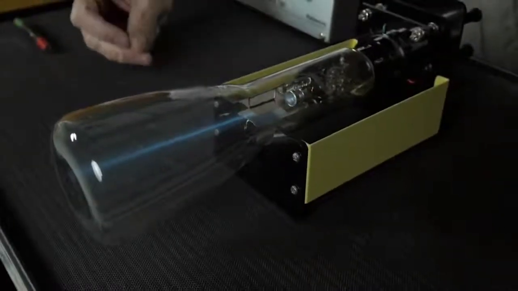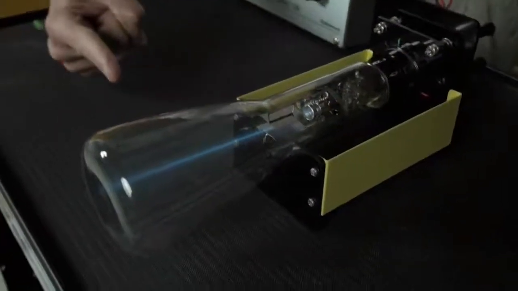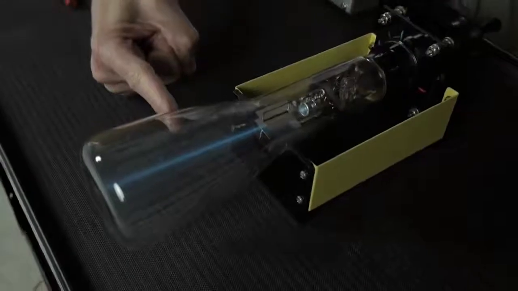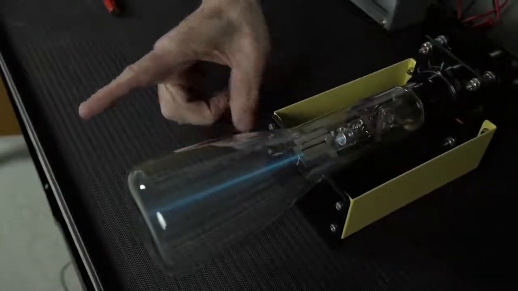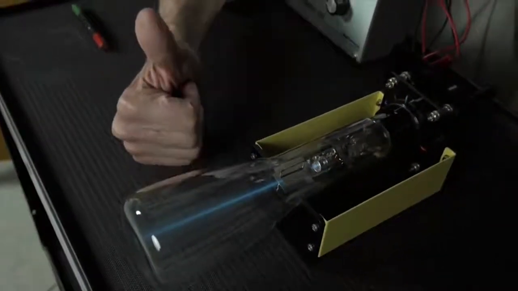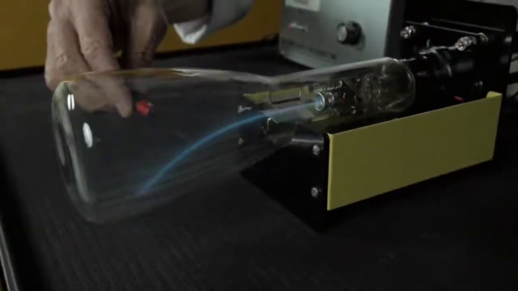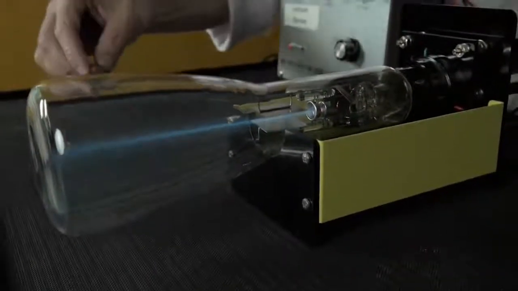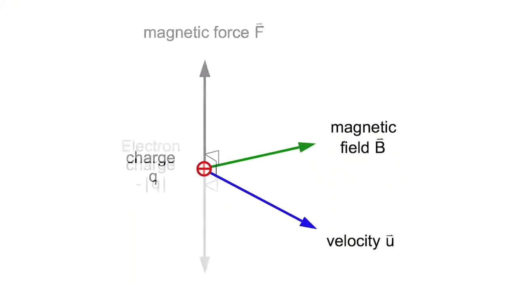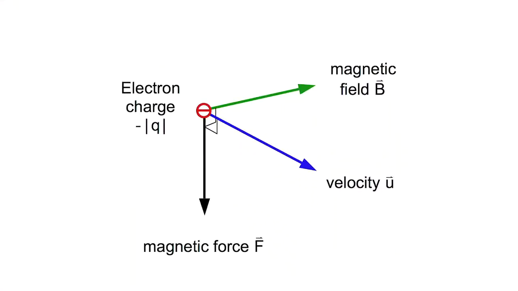Let's check the magnetic force law for the cathode ray tube in the case where the magnetic field points to the right. The velocity is this way, the magnetic field is this way, the force should be up. I bring the magnetic field in, and we see that the force is not up, it's down. So what's wrong? Electrons have negative charge, which flips the direction of the force. So the magnetic force law does work here.